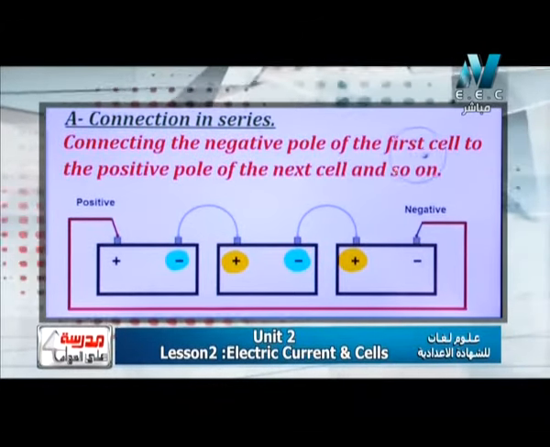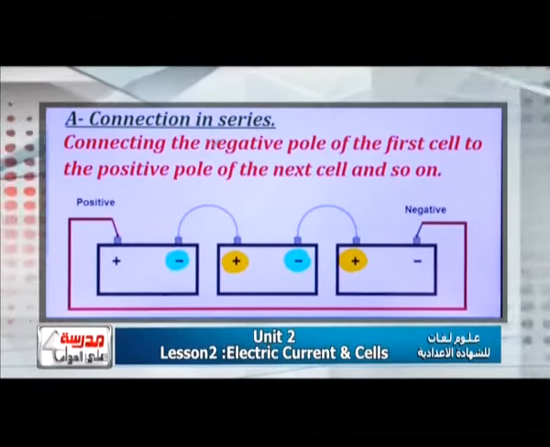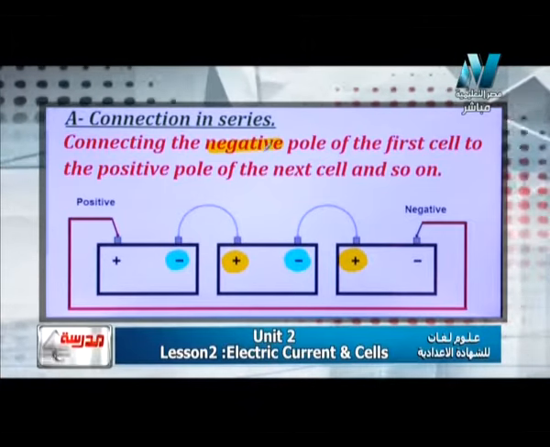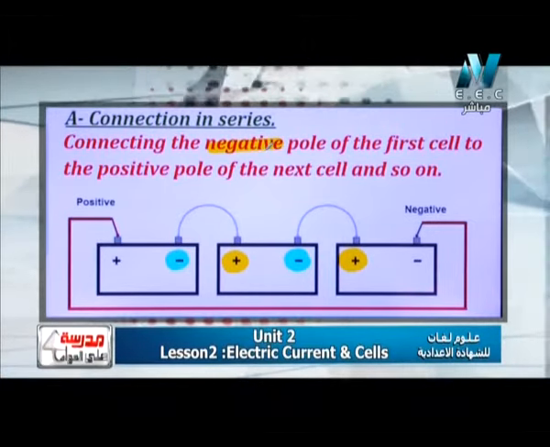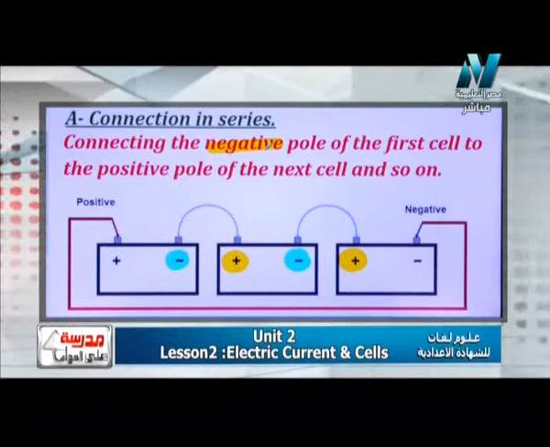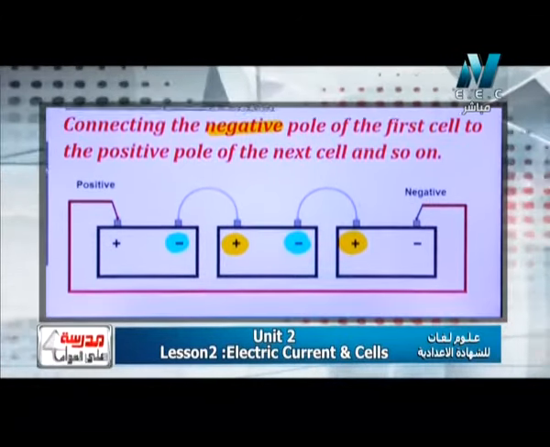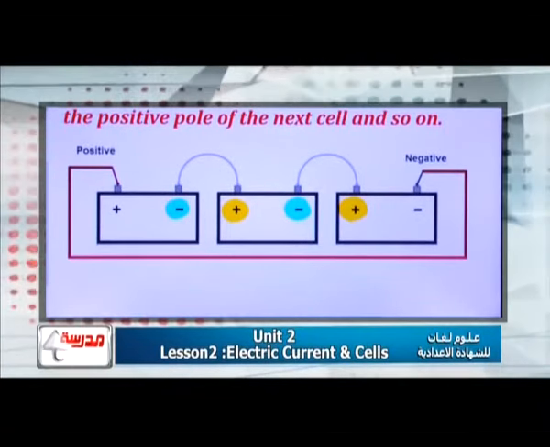Maybe I start with the negative pole, and maybe I can start with the positive pole, as you like. But each positive is connected with the next negative, or each negative is connected with the next positive pole of the next cell. Each one of these devices here is called an electric cell.